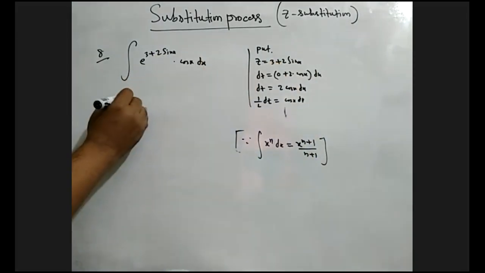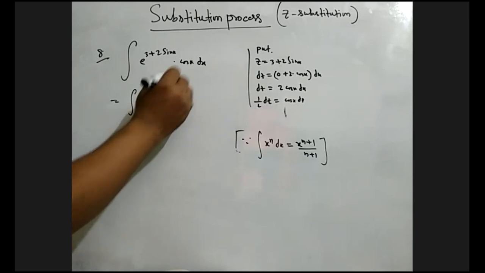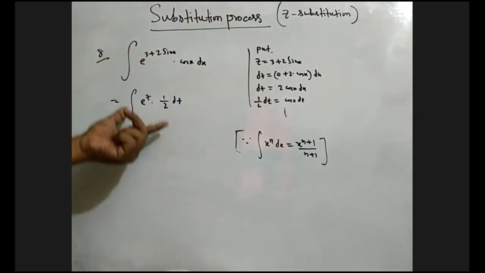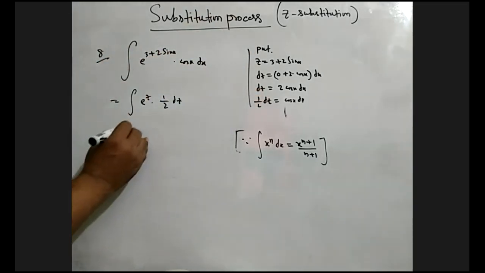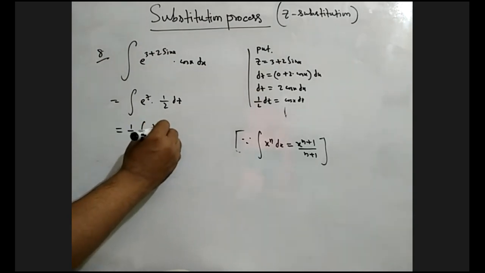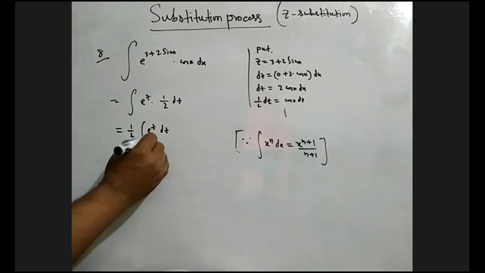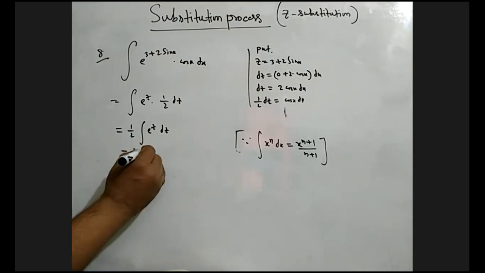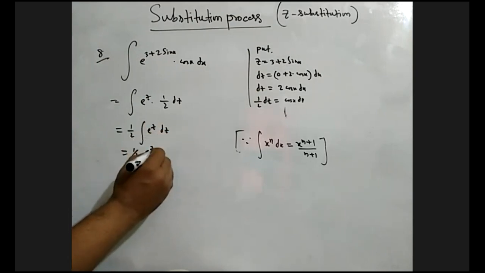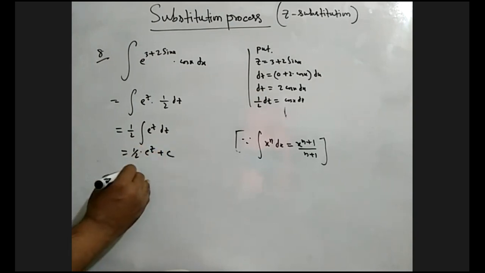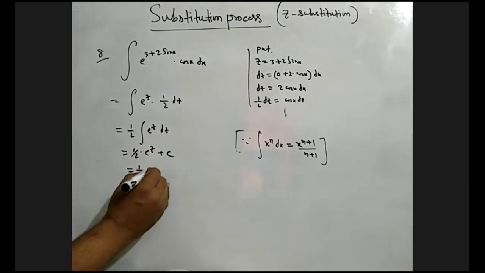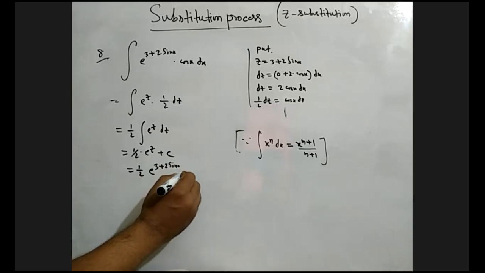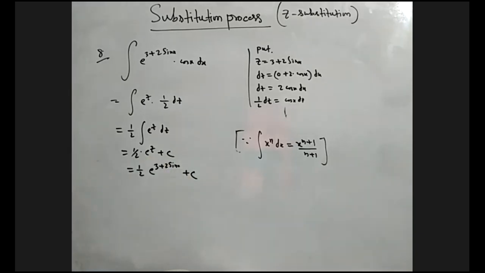Now this can be written as e to the power z, and cos x dx equals what? Half dz. Very easy. After substituting, we are getting a very easy integration. So this can be written as half e to the power z dz. E to the power x formula what? From the table of integration, e to the power x integration is e to the power x. That means e to the power z integration with respect to z will be e to the power z plus integral constant. Now we have to put the value of z. Value of z is 3 plus 2 sin x plus c. This is the result. Very easy.